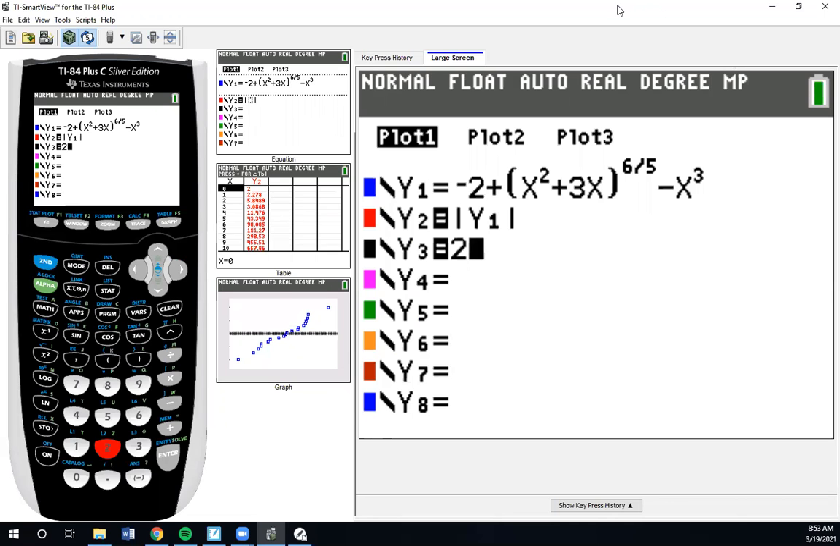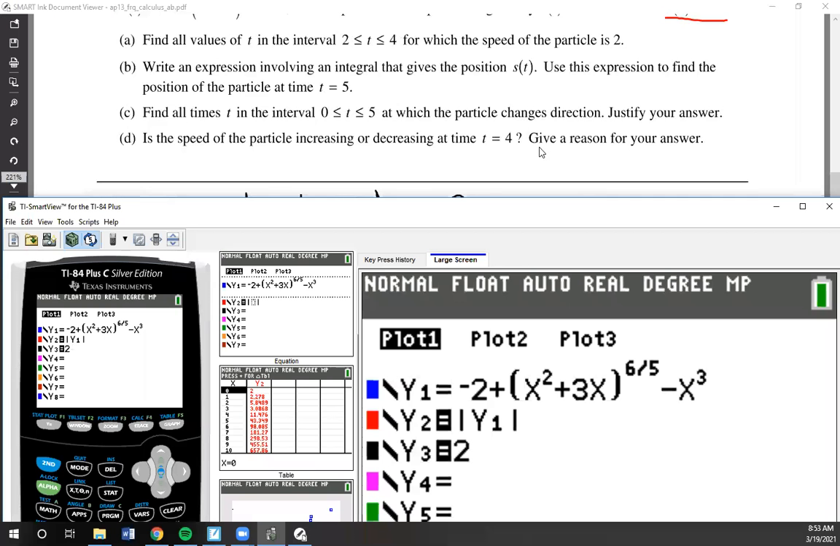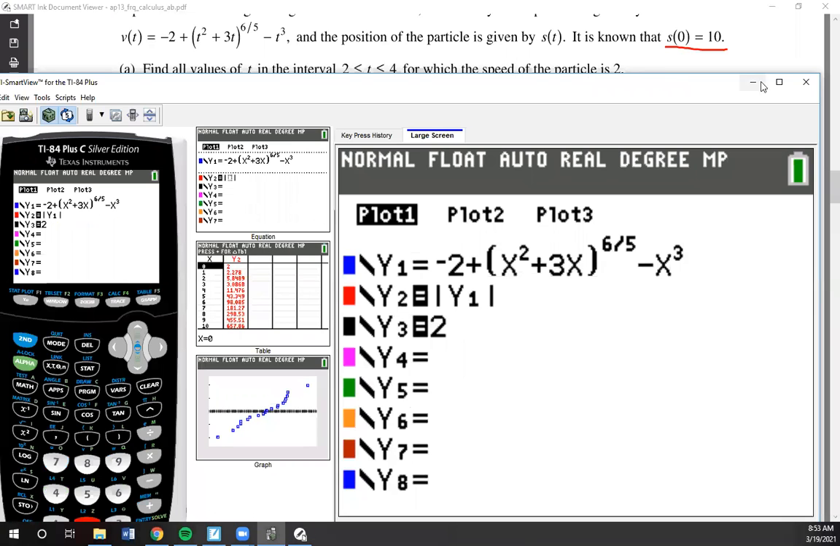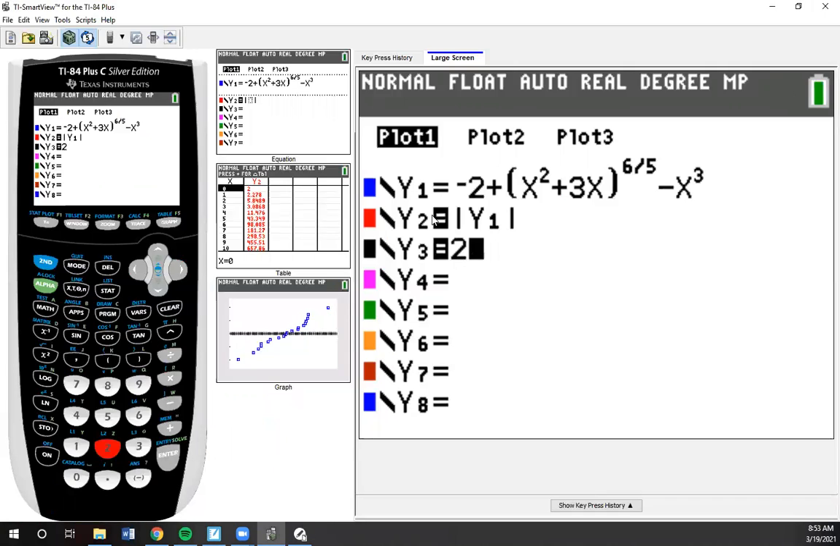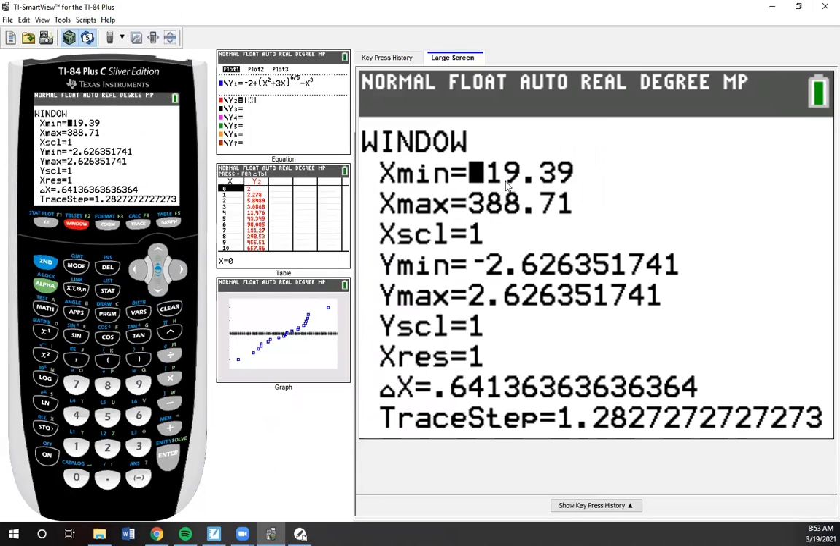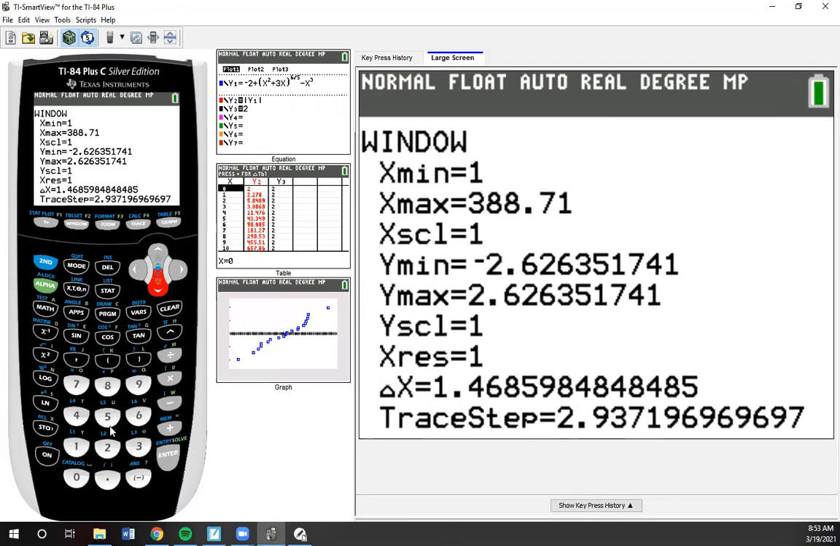And then I'm going to tweak my window because I know that for part A, I'm interested in the interval from 2 to 4. I want to know when this happens in the interval from 2 to 4. So I'm going to narrow my window a little bit. Yeah, probably not there. So instead of going there, I want to go from about 1 to about 5. And that'll capture from 2 to 4.